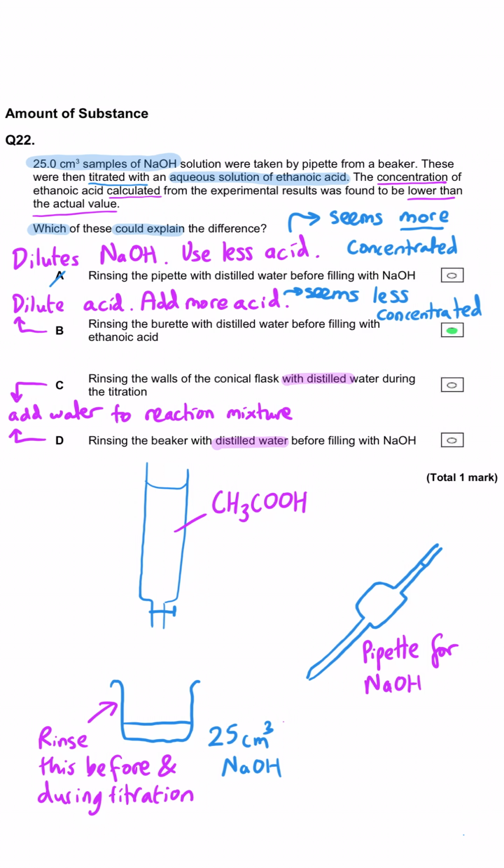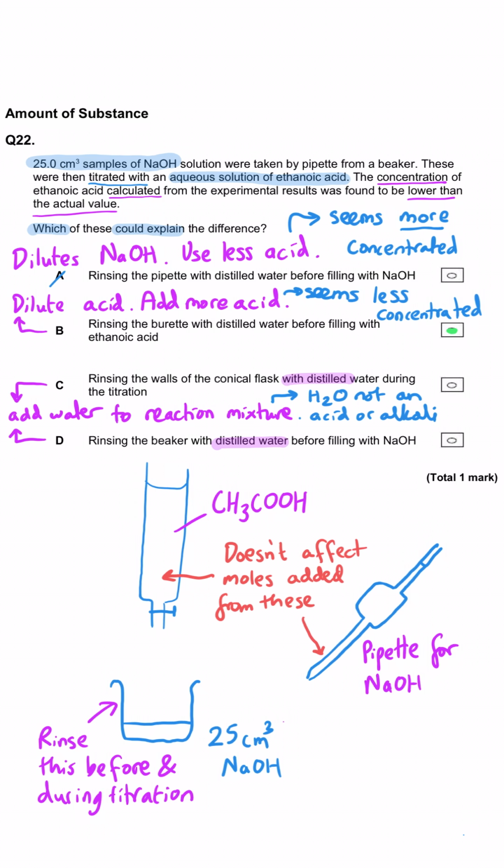C and D both involve rinsing the beaker with distilled water either before the experiment or during the experiment. They wouldn't have any effect because water is not an acid or a base, and it doesn't affect the amounts of the other chemicals that we put into the beaker.